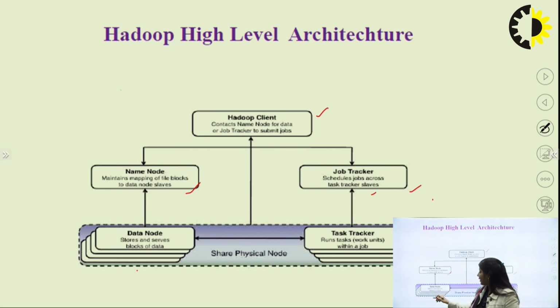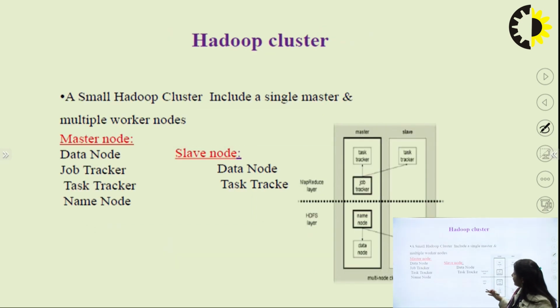And there we have the data node. This is a part of the slave node where the data is going to be mapped, and the task tracker performs the task on that data within the job. So this is the architecture, and we understand the role of the master node and slave node. We have four components here: data node, job tracker, task tracker and name node.